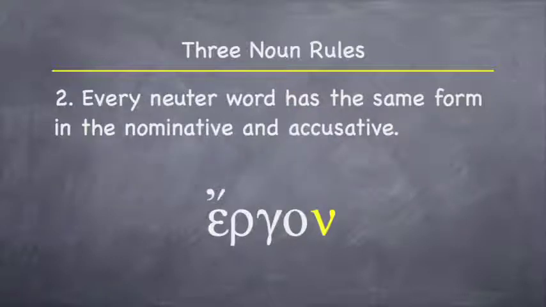The second noun rule we've also seen as well, and that is that every neuter word has the same form in the nominative and in the accusative. So you have ergon or erga, you know that it could be either nominative or accusative. One of the nice things about this rule is it's always true. Always. It's really nice. It's one of those inviolable rules in Greek. So hang on to this for all you're worth.